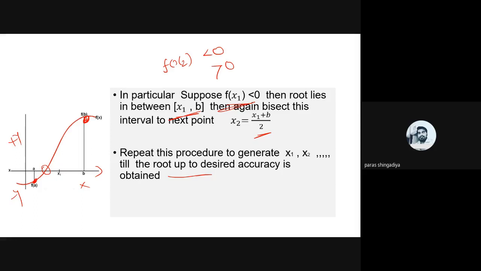If it is positive, then the root lies in between, and we will replace B by x1. So now this interval is decreasing, and that is A to x1. Again, consider the average, find x2, check f of x2. If it is negative, then again this interval will decrease, and you can reach your required answer. So this is called the bisection method.